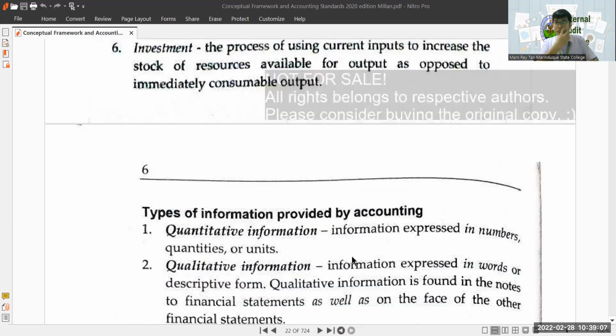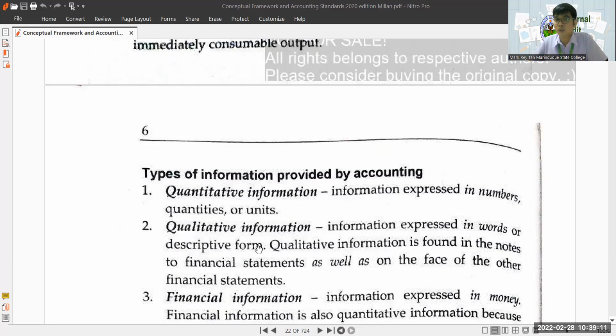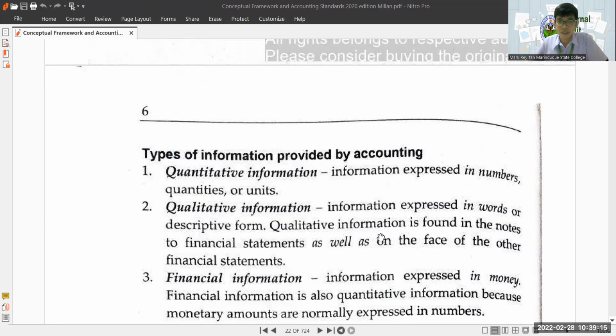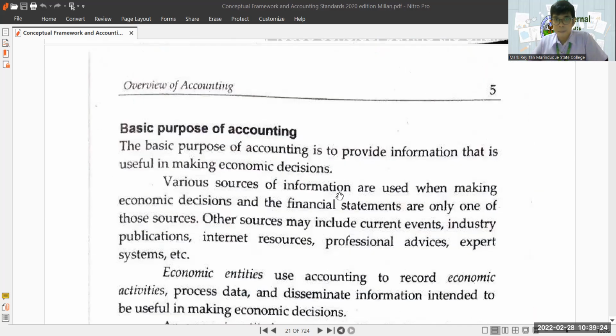And so, types of information provided by accounting. Basically, class, there are only two: quantitative and qualitative. Let's read. The first is quantitative information.